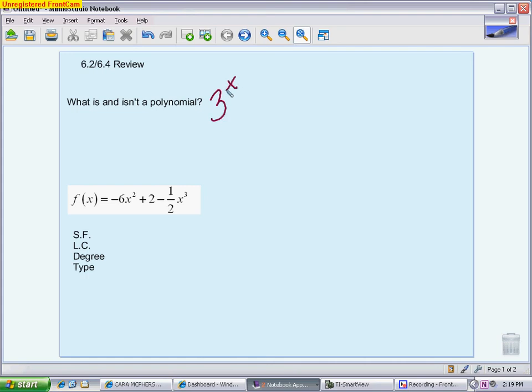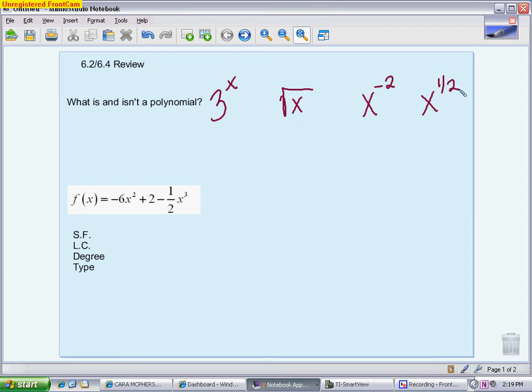So if you have 3 to the x power, that is not a polynomial. If you have a radical around a variable, like a square root of x, that would constitute not a polynomial. Now it's okay to have a square root around a number. You can have the square root of 2, but you cannot have the square root of x and still maintain as being a polynomial. You cannot have a power that is negative. You also cannot have a power that is a fraction.